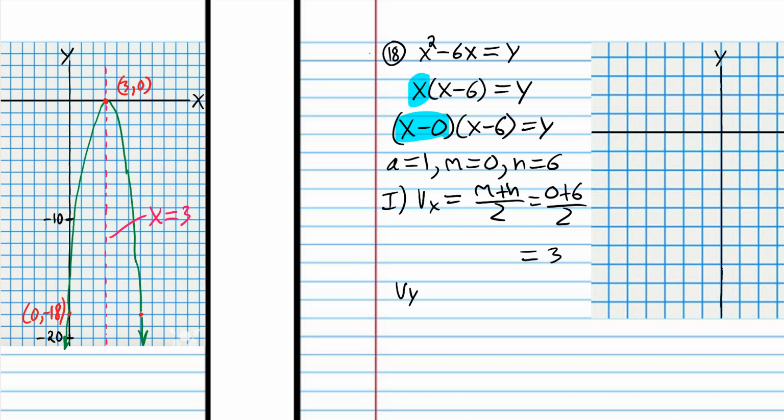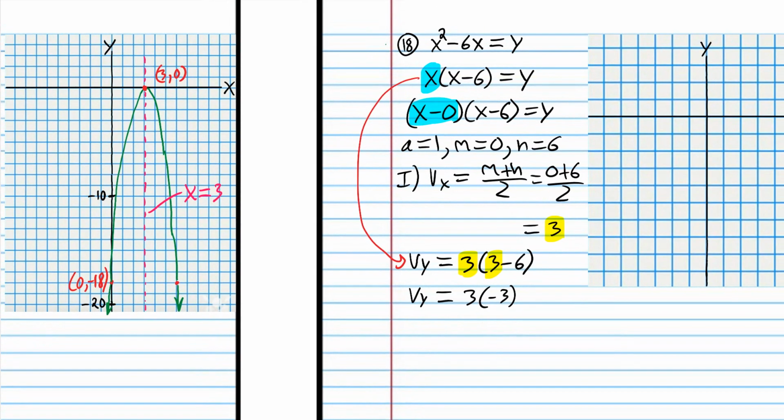And then we find the y value of the vertex by plugging into the original equation. Now I'm going to use this equation, which is easier than the original equation, actually. So we have 3 times 3 minus 6 equals y. Just to be clear, I got that 3 from there. And we have 3 times negative 3, which is negative 9. And so the vertex is 3, negative 9.